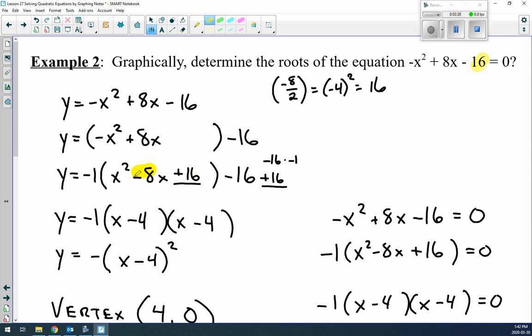So now, the number we're going to use is the negative 8. So negative 8 divided by 2, yeah, that's what we're going to do. Negative 4, and then we're going to square it. So we end up with positive 16. So we would normally add 16 in the center, on the inside here, and normally subtract 16.